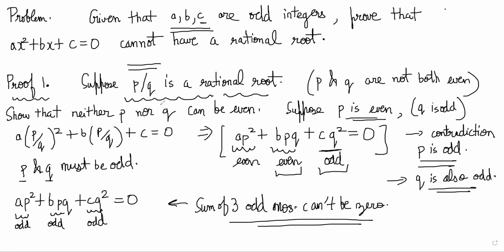We can do it in a different way as well, which is also a proof by contradiction, but is a different way of doing the same thing. So the second proof follows like this. We know from the theory of quadratic equations that ax squared plus bx plus c equal to 0 has rational roots.